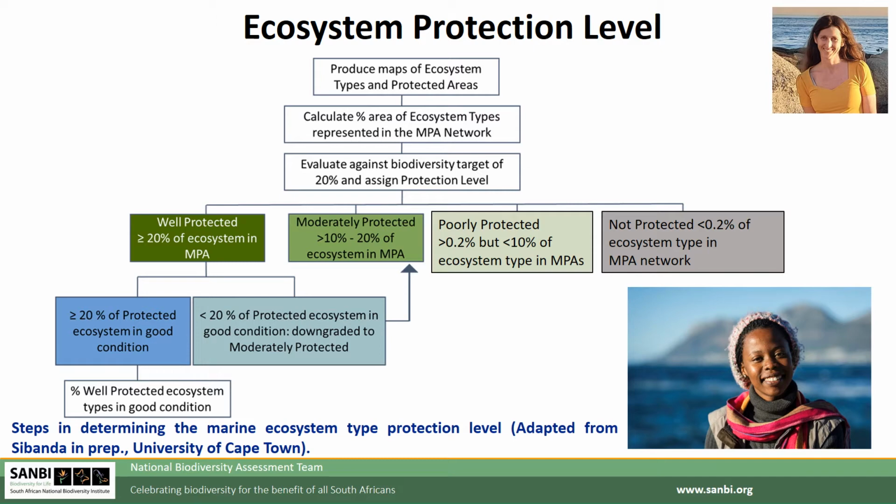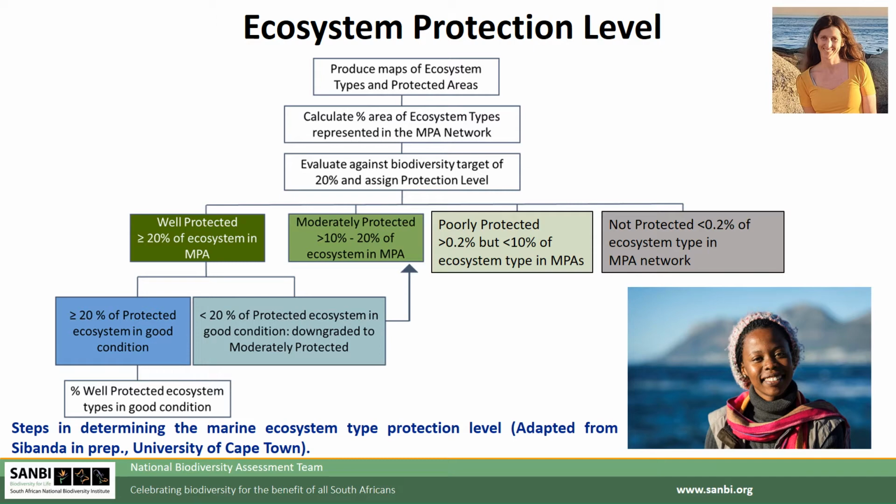To give a little bit more insight into ecosystem protection level categories, I'm drawing from a really nice schematic that Sizo Sobanda, one of our emerging researchers, contributed to the National Biodiversity Assessment. Basically, if less than 0.2% of an ecosystem type is within our marine protected area network, that ecosystem type is considered not protected. This is just to prevent a sliver erroneously contributing to protection. If more than 0.2%, but less than 10% of an ecosystem type falls within the marine protected area network, that ecosystem type is considered poorly protected.